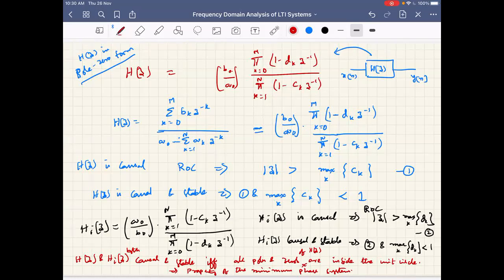Okay, we will see another couple of properties, and then we will also discuss how to decompose any system into a minimum phase system and all pass system. And we will see the need as well.